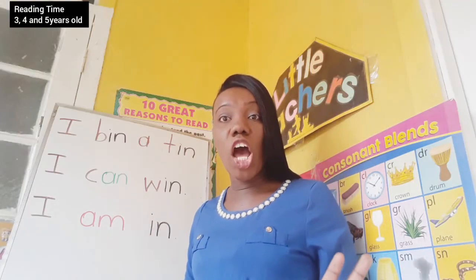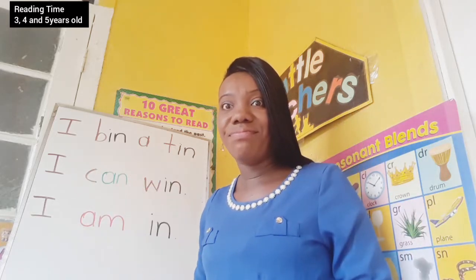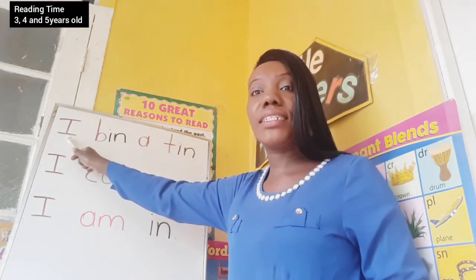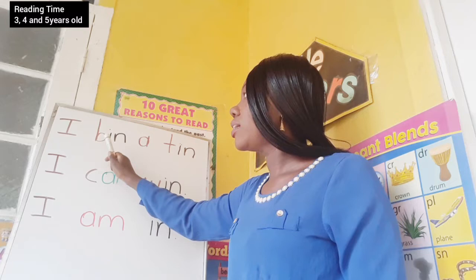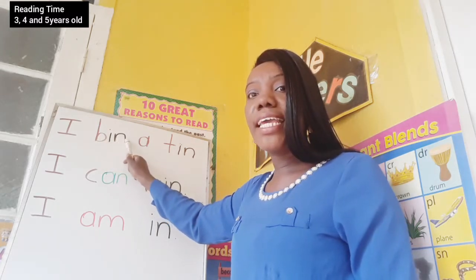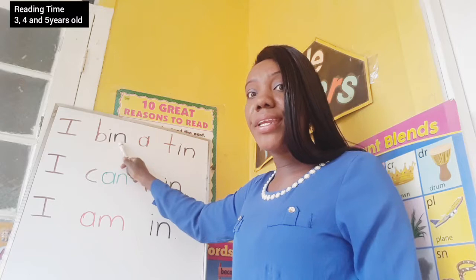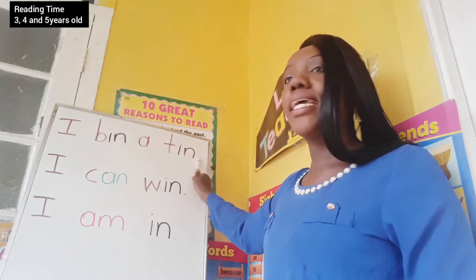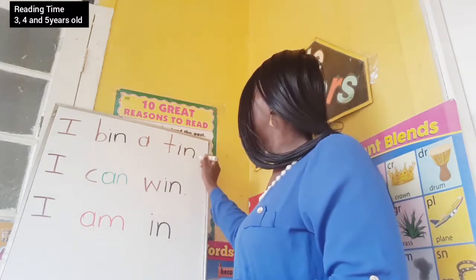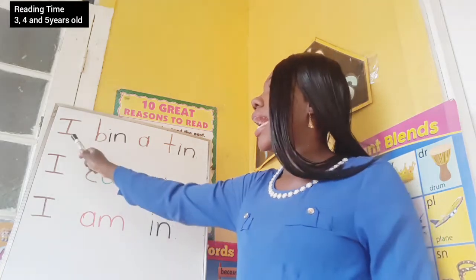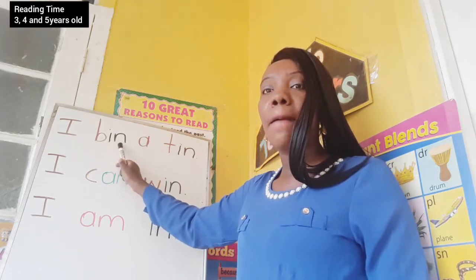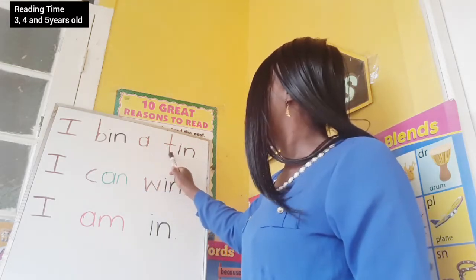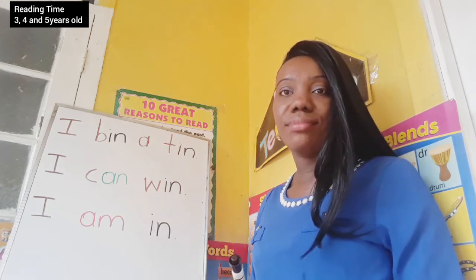Now we're moving on to in. Ready to read again? Let's read. What is this? I. In. Bin. A. In tin. Let's read again. I bin a tin. Moving on.